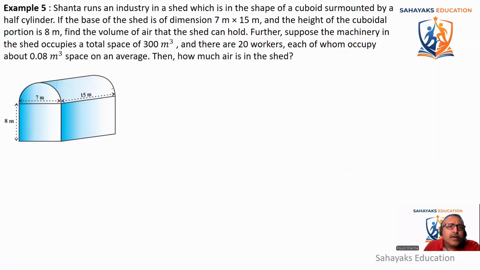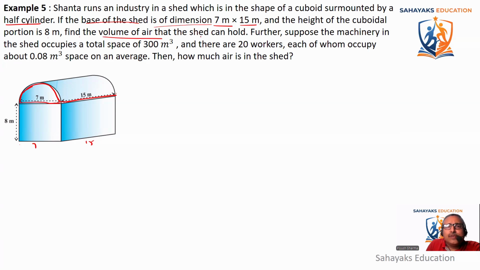Shanta runs an industry in a shed, which is in the shape of a cuboid surmounted by a half cylinder. So this part, this complete one, is the half cylinder. If the base of the shed is of dimension 7 meter by 15 meter, so it is 7 meter here and 15 meter here, and the height of the cuboid portion is 8, find the volume of the air the shed can hold.